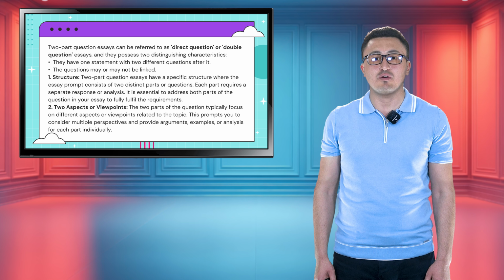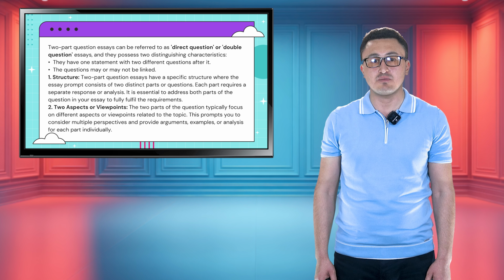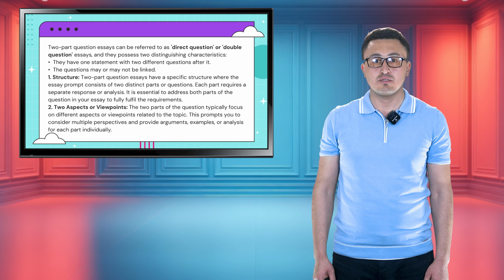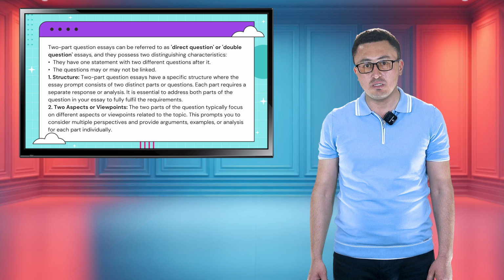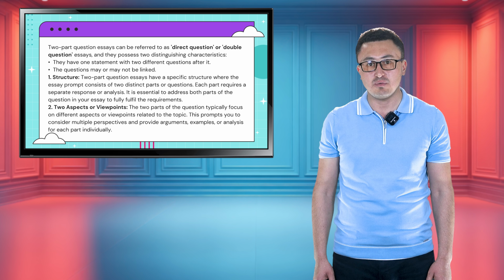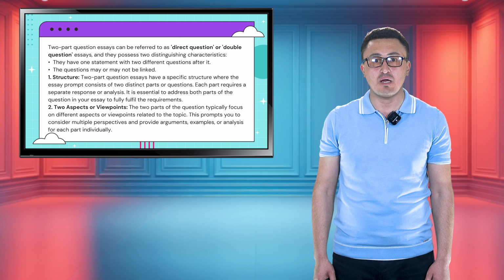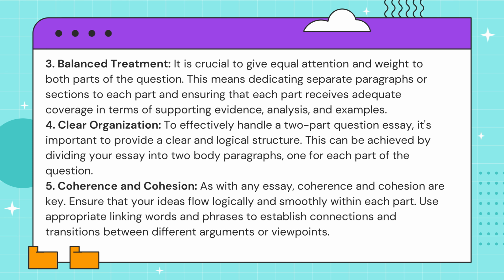Second, the 2 parts of the question typically focus on different aspects or viewpoints related to the topic. This prompts you to consider multiple perspectives and provide arguments, examples, or analysis for each part individually. It's crucial to give equal attention and weight to both parts of the question. This means dedicating separate paragraphs or sections to each part and ensuring that each part receives adequate coverage in terms of supporting evidence, analysis, and examples.